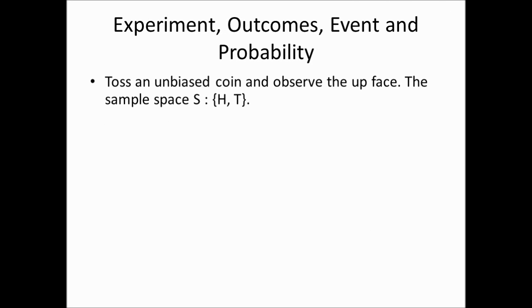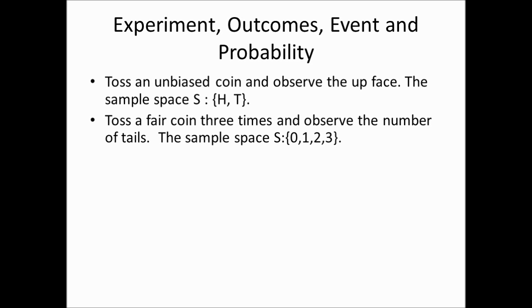We're tossing an unbiased coin and observe the up face. The sample space will consist of H or T, the head or a tail. You're tossing a fair coin 3 times and you observe the number of tails. So tossing a coin 3 times, the number of tails could be 0, 1, 2, or 3. So sample space consists of these 4 elements or 4 numbers, 0, 1, 2, and 3.